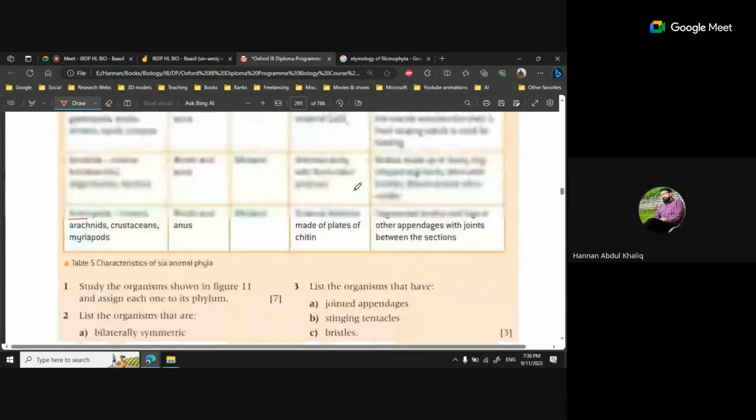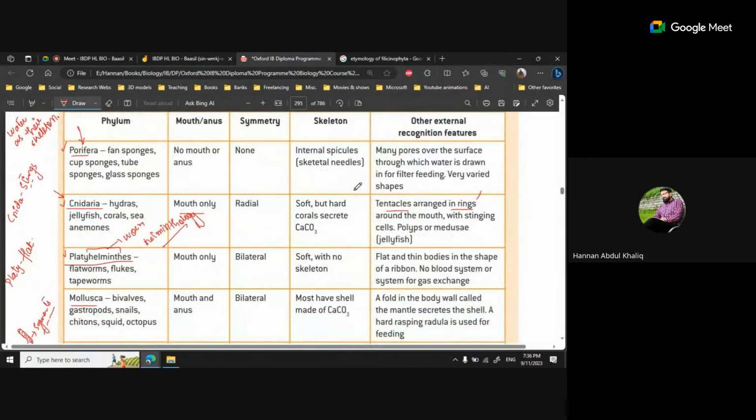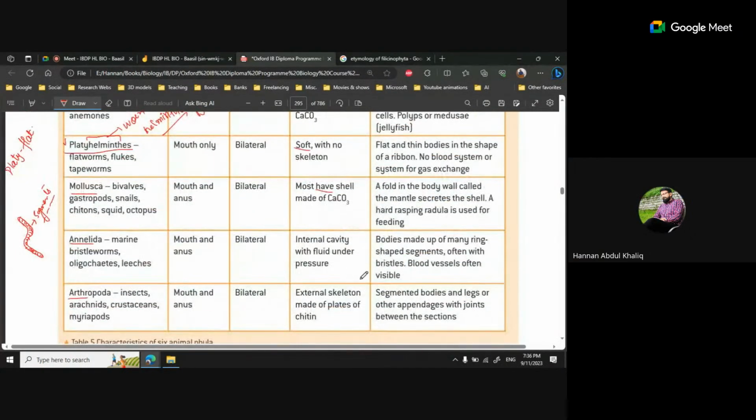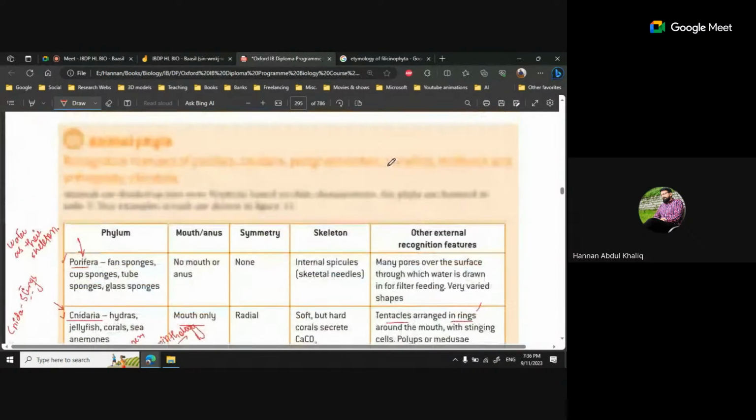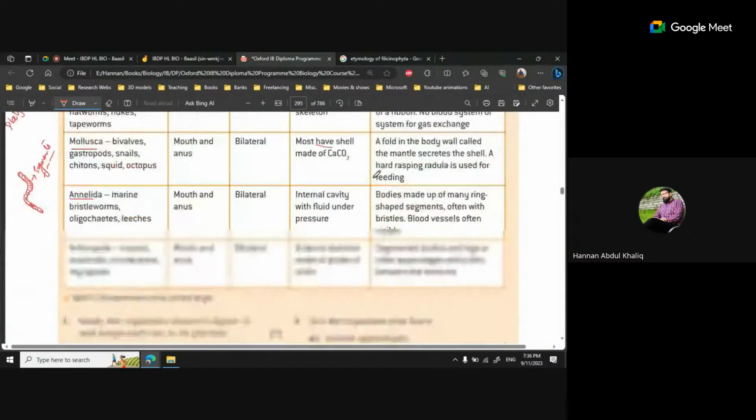So you can even create the dichotomous key from here. You can create a dichotomous key, like, you can just create those having no skeleton. So you can then classify them. Then comes the soft skeleton. Then comes the shell made of CaCO3. So all of these are some important features, and you can use them for your dichotomous key.